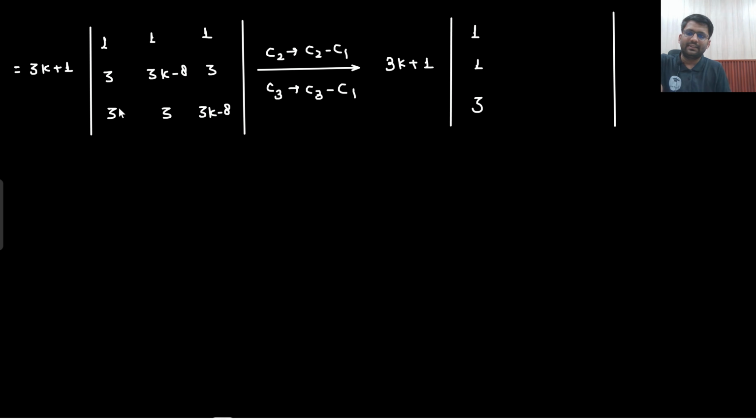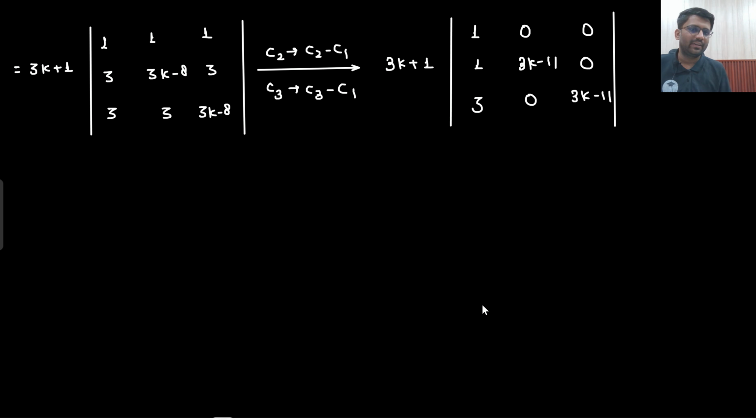So column 1 I am keeping as it is. In column 2 I am subtracting column 1. So 1 minus 1 will be 0, 3k minus 8 will become 3k minus 11. Say yes or no. And 3 minus 3 becomes 0. This operation you don't need to do actually. Column 3 minus column 1: 1 minus 1 will become 0, 3 minus 3 will also become 0, and this will become 3k minus 11.